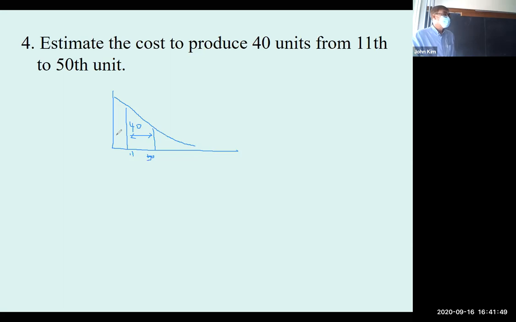Because the cumulative factor gives you from 1 to a certain number. So to get this one, you need to find up to 50, this area, minus up to 10. Because we need from 11 to 50, we subtract up to 10.